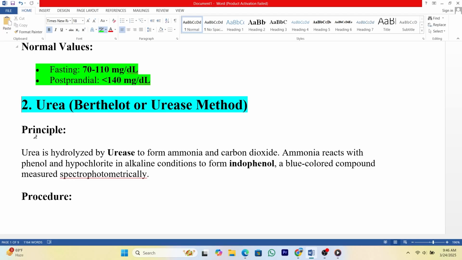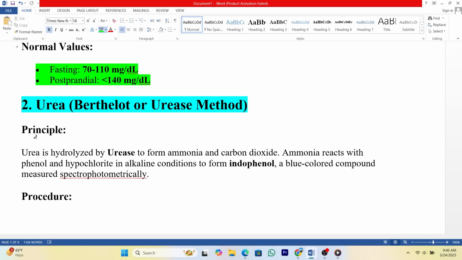2. Urea, Berthelot or urease method. Principle. Urea is hydrolyzed by urease to form ammonia and carbon dioxide. Ammonia reacts with phenol and hypochlorite in alkaline conditions to form indophenol, a blue-colored compound measured spectrophotometrically.